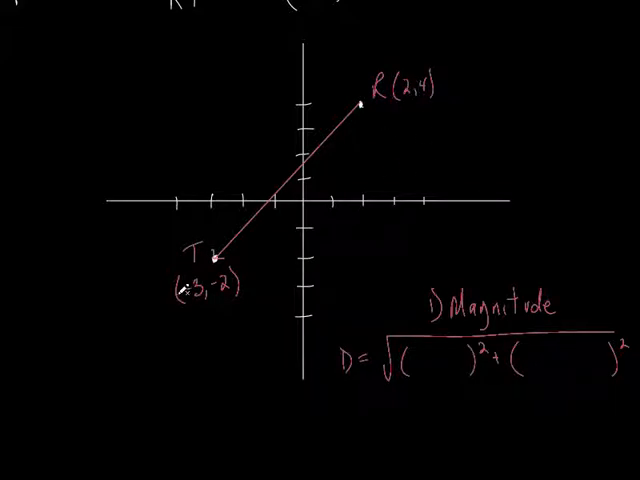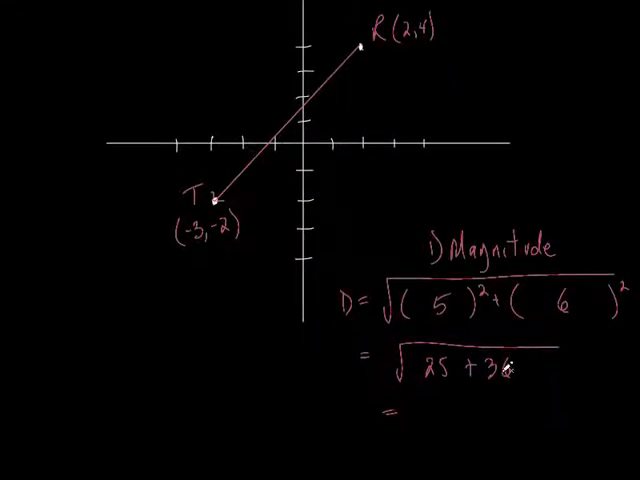So 2 minus -3. Can you do that in your head? What's 2 minus -3? It's 5. Minus negative is plus. Okay, 4 minus -2 is 6. Very good. You're catching on quick. So what do we have here? We got 25 and 36. And what's that? 61. All right, so that's the distance, that's the magnitude.